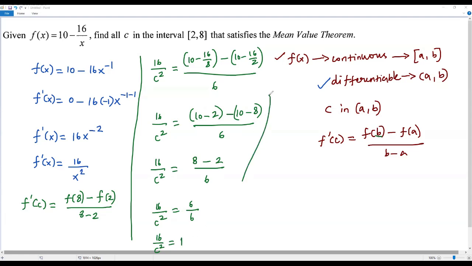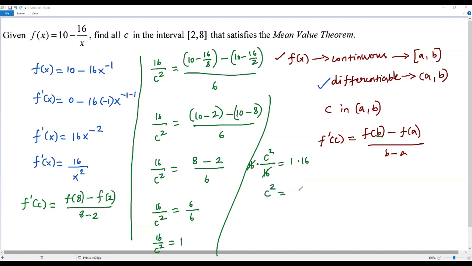Now I'm going to take the reciprocal on both sides of this equation, because I'm trying to solve for c, but c is in the denominator. So to get c to the numerator, I take the reciprocal on both sides. The reciprocal of 16 over c square is c square over 16. On the right side, the reciprocal of 1 is still 1. Now I multiply both sides by 16 to get rid of the denominator 16 on the left side. So 16 will cancel out, and I'm getting c square equal to 1 times 16, which is 16 on the right side.